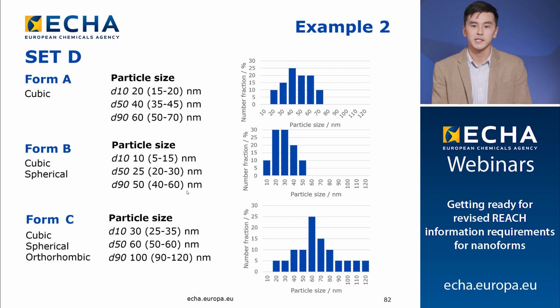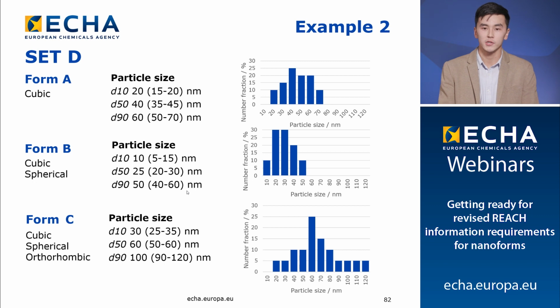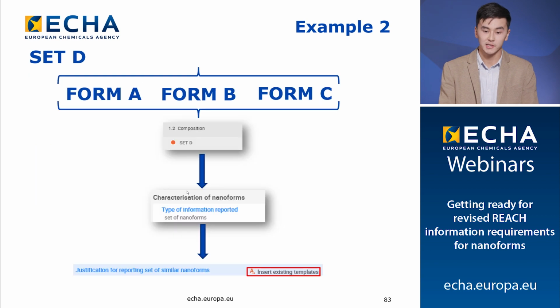Let's have a look at the particle size distribution data for the set D, which is represented on this slide in the form of percentiles and histograms. And please remember, when registering nanoforms as a set, a separate composition record for the set has to be created. And there is a need to specify the type of information reported. In this scenario, it's a set of nanoform. And when reporting a set of nanoform, there must always be a justification provided in the relevant field by using the templates given in Euclid.